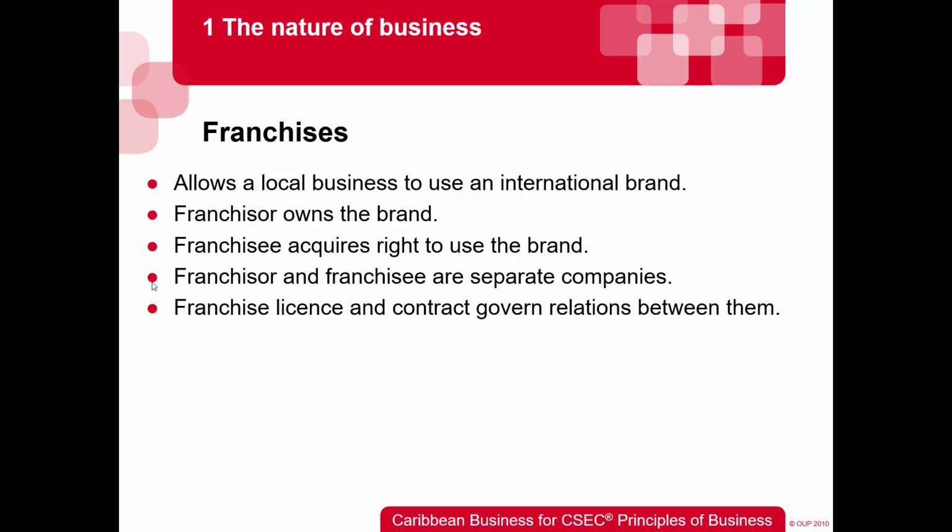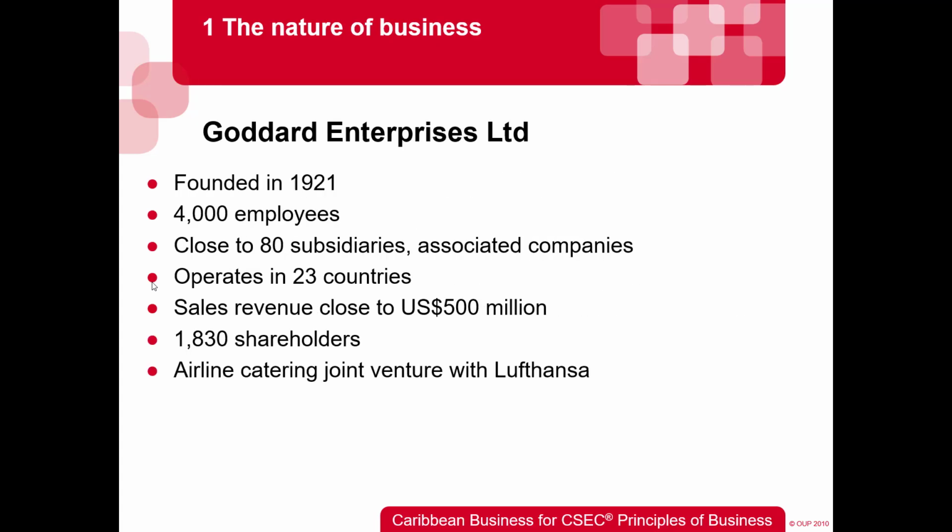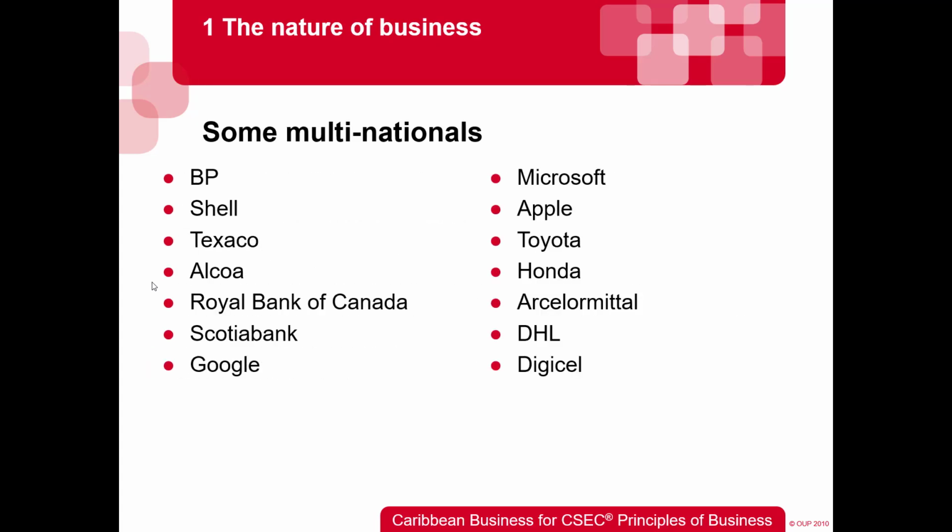Do not confuse a franchise with a multinational. A multinational is a company that has their headquarters somewhere, but they have branches elsewhere. Okay, you understand that? A multinational is a company such as, let's say, Microsoft, Apple. Let's look at Scotiabank, for example.